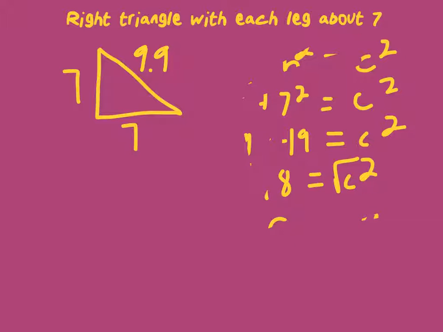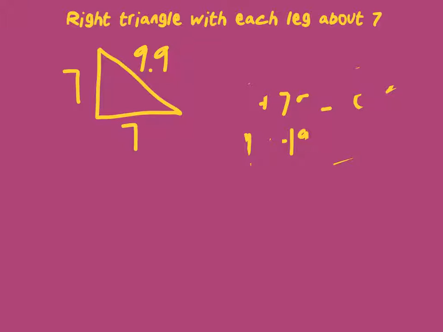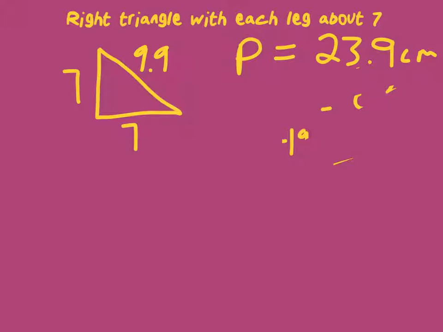Now that we've worked so hard to find out what the hypotenuse is, that allows us to figure out our perimeter. To find our perimeter, let's add up all the side lengths. One of them is 7, the other one is 7, so that's 14. Then we add 9.9 to that. So the perimeter of this triangle is 14 plus 9.9, which is 23.9 centimeters.